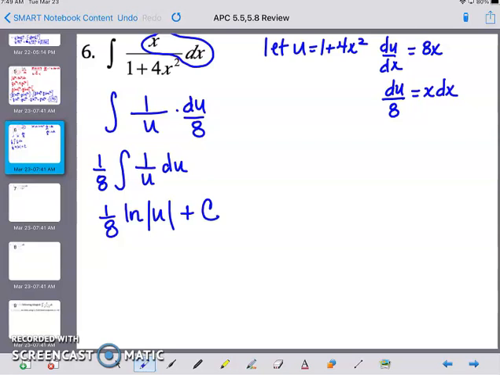And then the last step here would be, of course, to plug back in what we let x be equal to. So this will be 1/8 times the natural log of the absolute value of 1 plus 4x squared plus c.